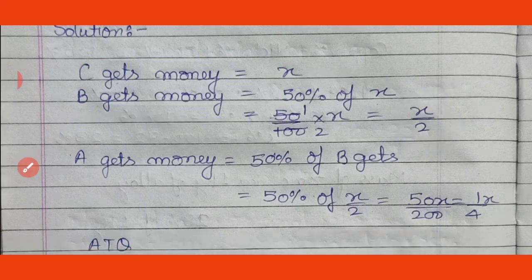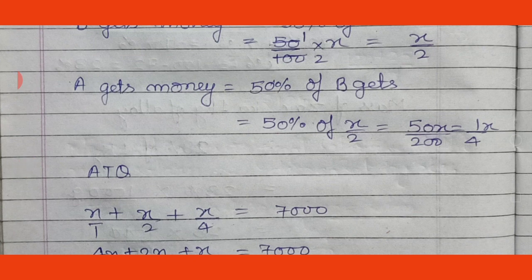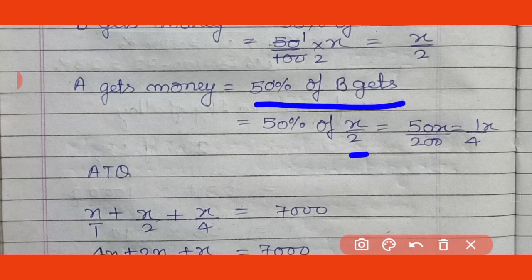Next, what is the money got by A? That is 50% of what B gets. B gets X by 2. So 50% of X by 2 is equal to 50X upon 200. After the multiplication and division, it becomes 1 upon 4 X.